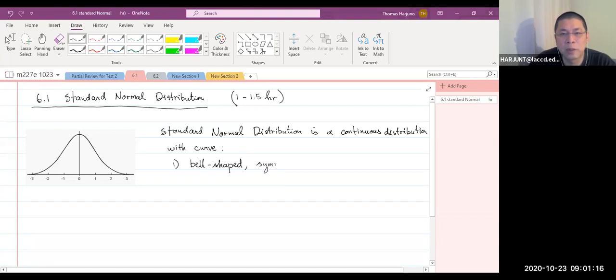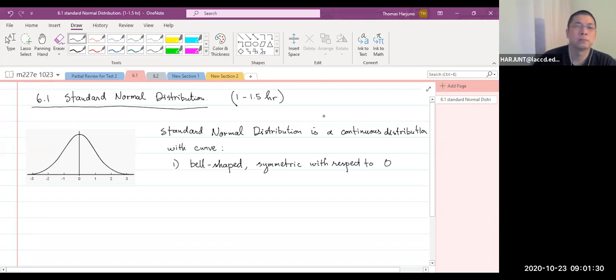Symmetric with respect to 0. It's bell shape, symmetric with respect to 0. Now you will see that this 0 here, to which it is symmetric, is the mean of that standard normal distribution.